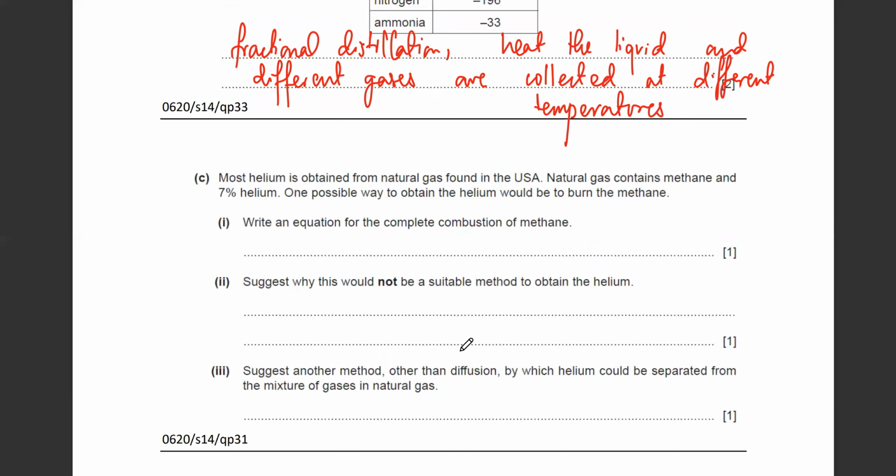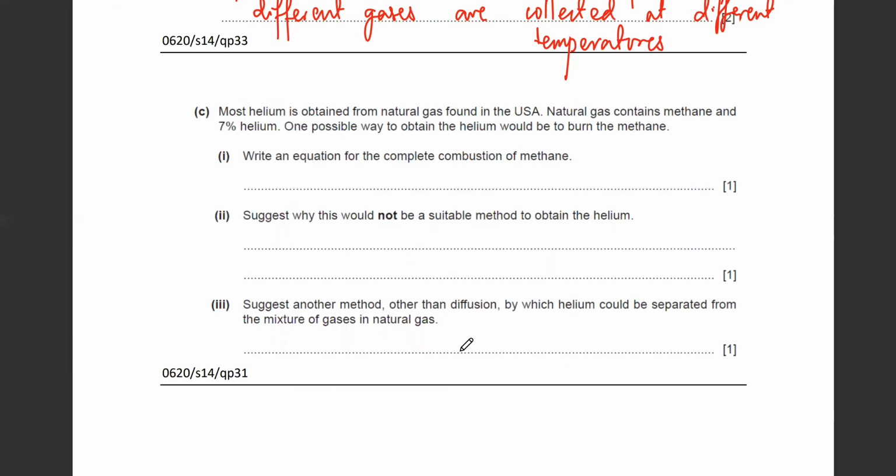Anyway, this one is: most helium is obtained from natural gas. Natural gas contains methane and helium. One possible way to obtain helium would be to burn methane. Now 93% would be methane, CH4, and he's saying that there is 7% helium in it. That's natural gas that you obtain from the Earth's crust, and he's saying that one method of doing that would be to burn the methane.